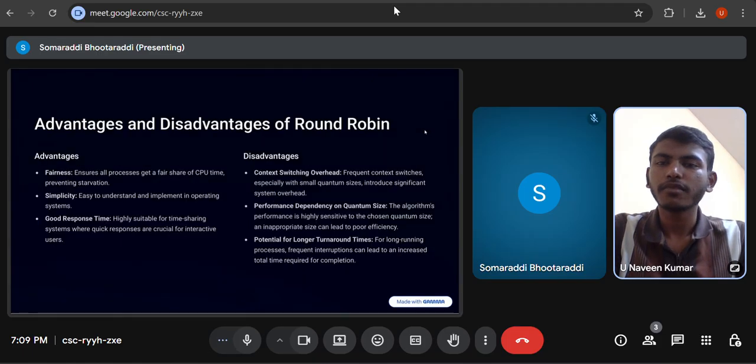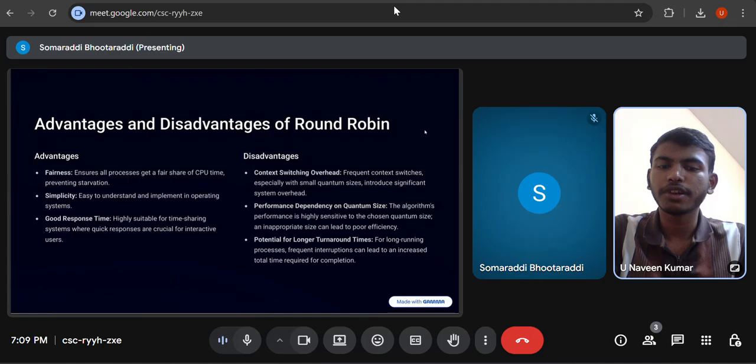And the next slide is advantages and disadvantages of round robin. Here, the first advantage is fairness. It ensures processes get an equal turn, with no starvation, unlike priority or SJF.